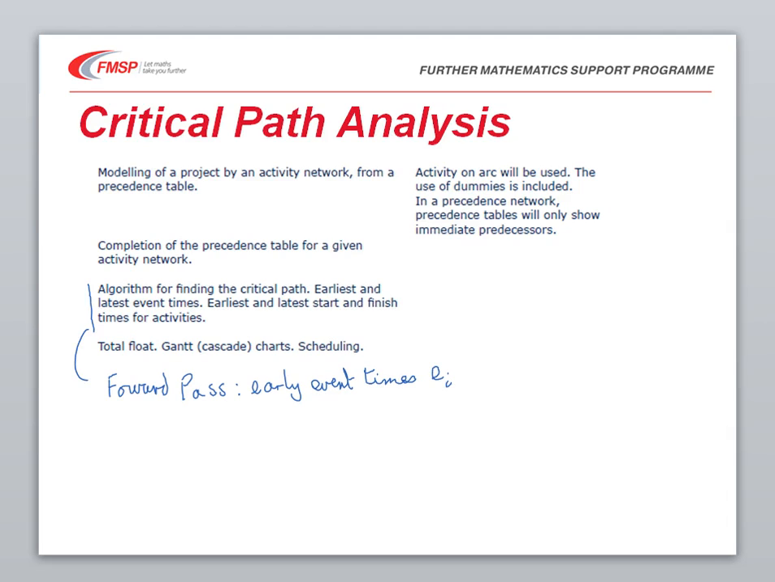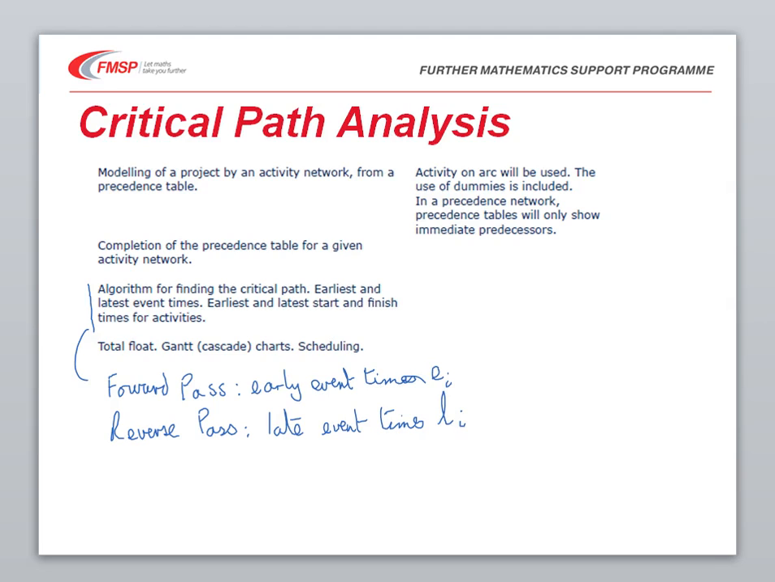We then do the reverse of that, a reverse pass, which starts at the end, as it were. So we go to the latest point and move back, looking at what are called the late event times. And this is just done by subtraction. So this would be the late event times.